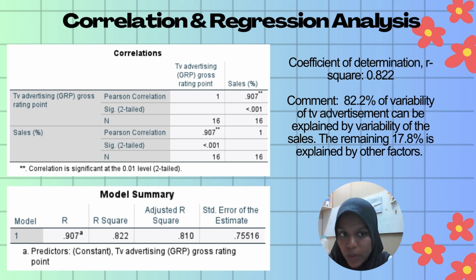From this table also, we can determine the value is 0.822 for the R square. For the comments, we can conclude that 82.2% of variability of TV advertisement can be explained by variability of the sales, while the remaining 17.8% is explained by other factors. Both of these tables were also produced using the SPSS tool.